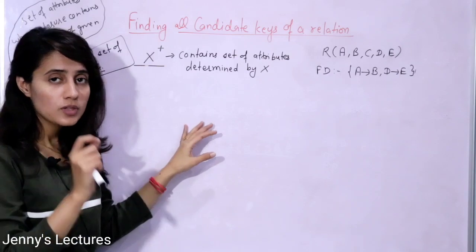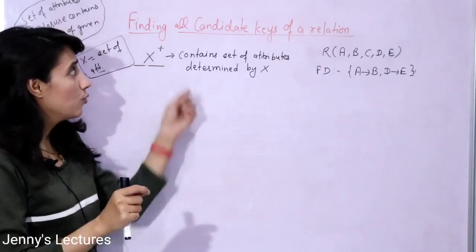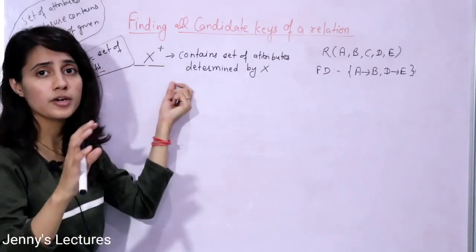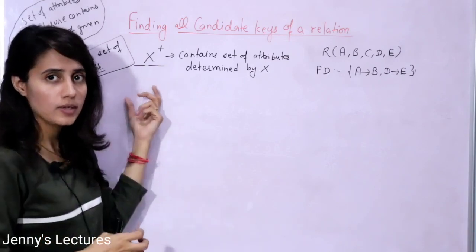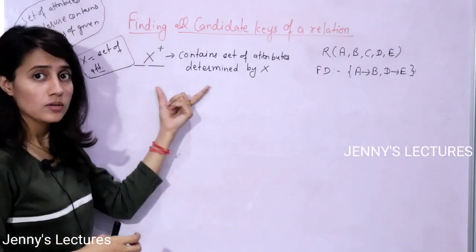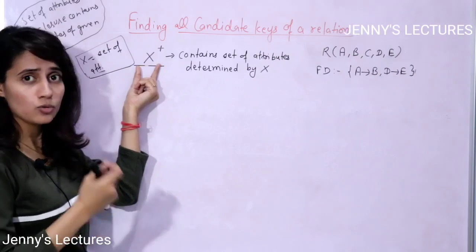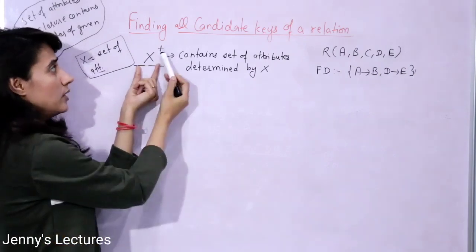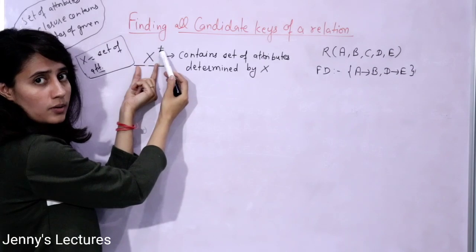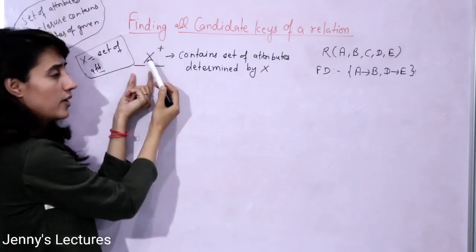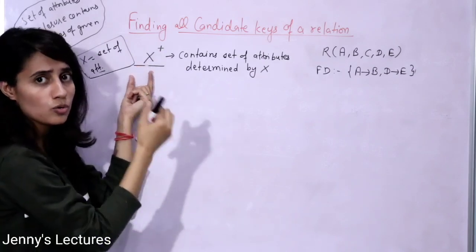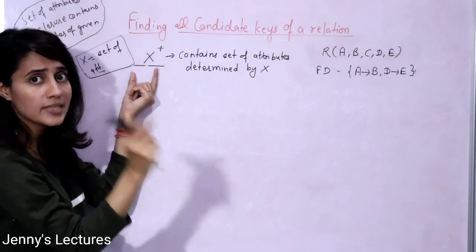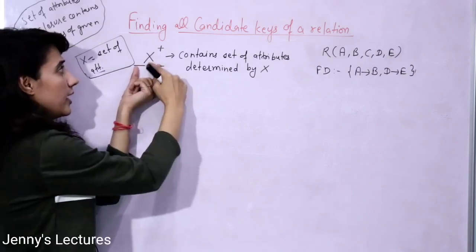Because the prerequisite of this video is what? You should know what is attribute closure and how to find it, and what is a super key, right? Here I have written attribute closure. We are going to denote it like this, with a plus in the power. In the power you will write plus, means if X is an attribute, then the closure of this attribute, closure set of X, you will denote with X plus.